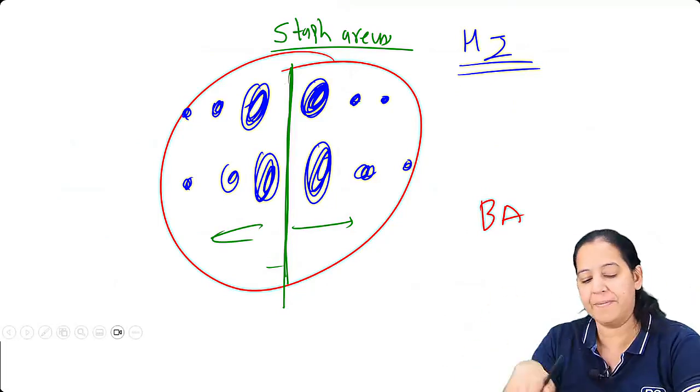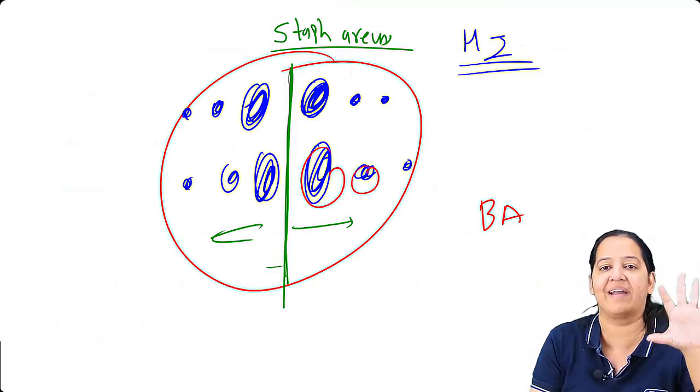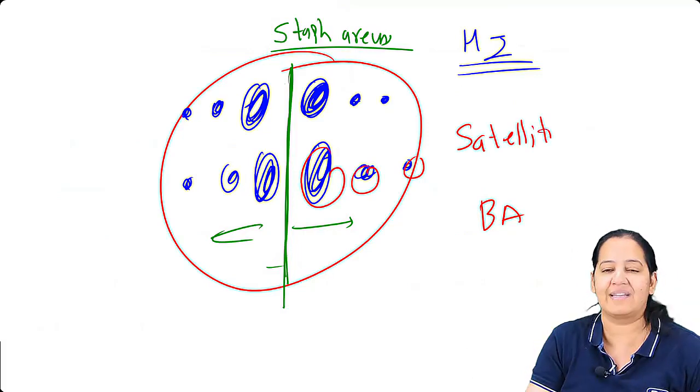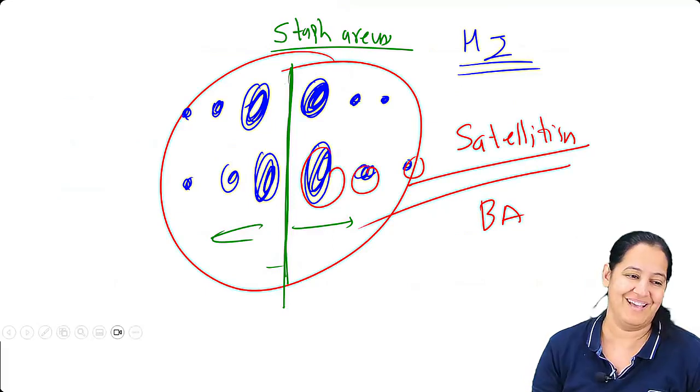Can you see the appearance? It is looking like small satellites. Small satellites are there. This is known as satellitism. Satellitism. Very important question.